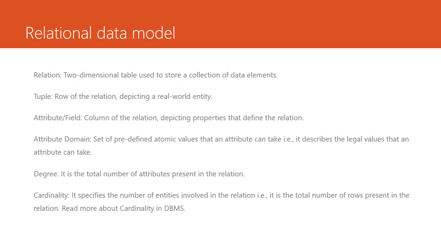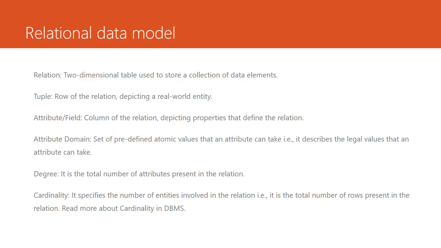Relational data model. What are the attributes? Relation: a two-dimensional table used to store a collection of data elements. Tuple: a row of the relation, depicting a real world entity. Attributes are the fields or columns of the relation, and they define the relation.